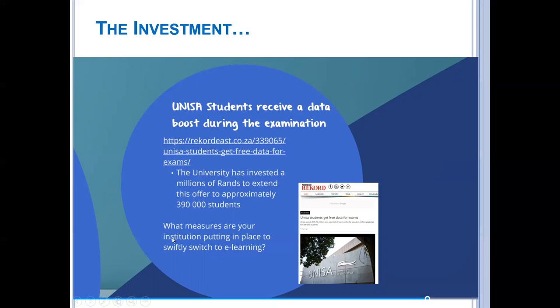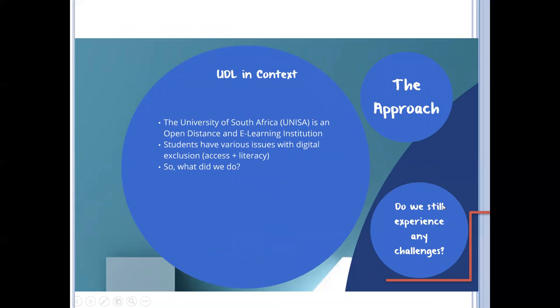So I ask you, what measures are your institution putting in place to swiftly switch to e-learning? This is an important article that actually shows how UNISA has moved towards online examinations and how they're providing free data to all students. So now the question remains, do we still experience any challenges?